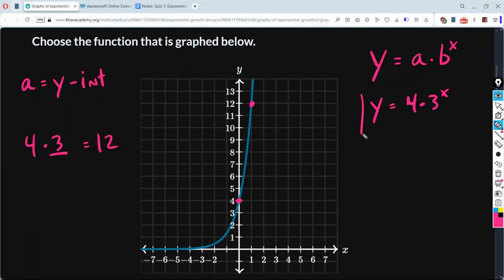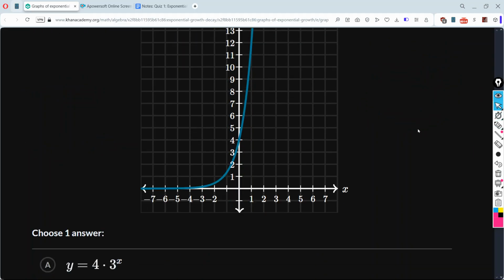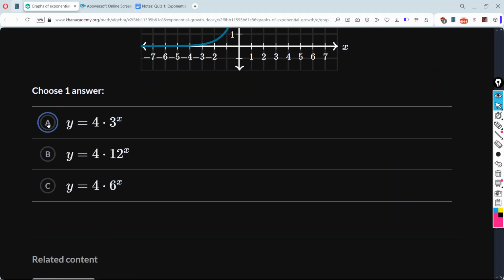And it's to the power of x. That's basically it. All you have to do is look at x equals 0 for the y-intercept, and then go to x equals 1 to see what you're multiplying by each time. So it's 4 times 3 to the power of x. Let's scroll down. Answer A.